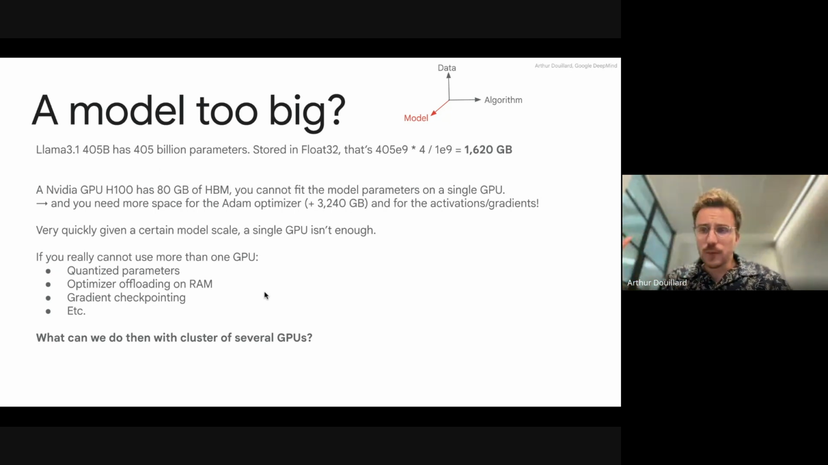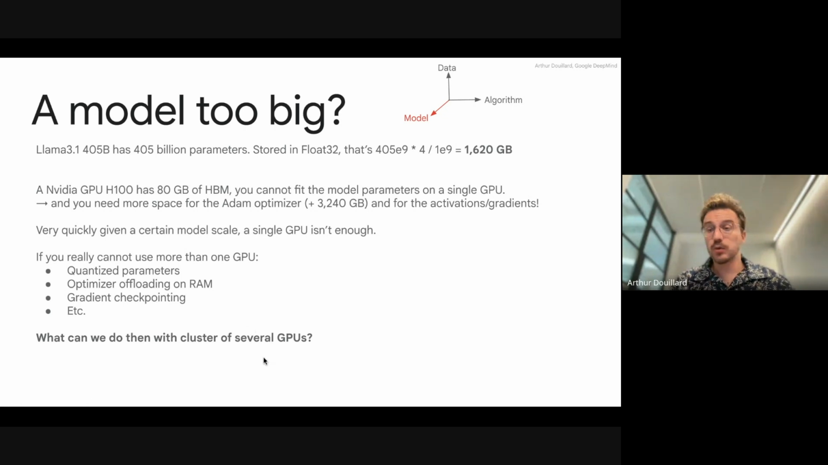There are some tricks, of course, to fit those models on a single GPU. You can quantize the parameters, meaning using a lower precision for those parameters. You can store the optimizer on the CPU memory instead of GPU memory, so optimizer offloading. You can even offload a part of the actual model. You can do gradient checkpointing, so when you do the backward pass, you don't store all the activations but recompute them, which comes with the cost of being slower but reduces the memory usage. So there are many tricks to store a model on a single GPU, but they all come with trade-offs, usually meaning they are either more unstable or slower.